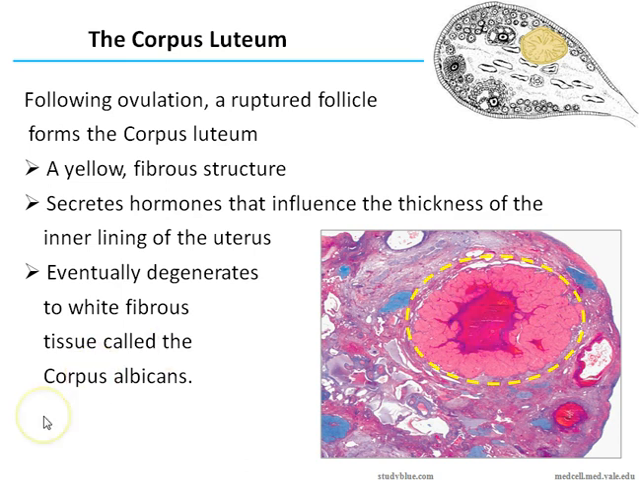What this structure does is produce hormones that act upon the uterus, and they make the lining of the uterus get thicker, hopefully so an embryo can embed into it, and then you can get fetal development occurring. If pregnancy doesn't occur, this structure will degenerate to a fibrous structure called the corpus albicans, and then just regress back into the tissue.